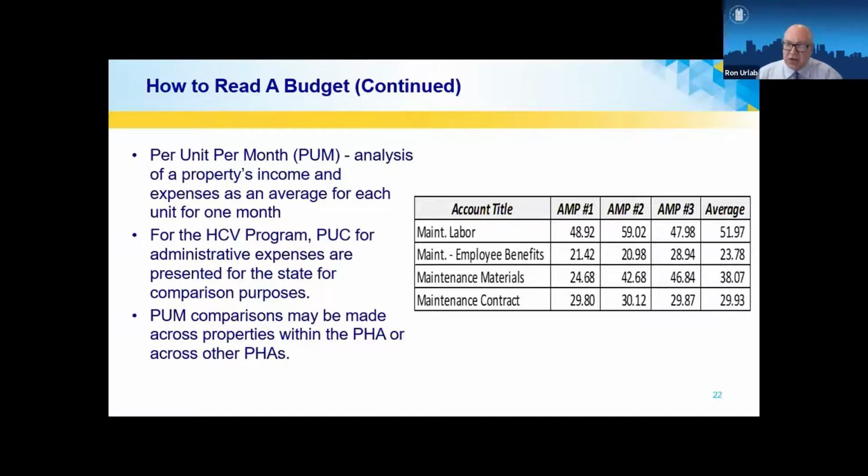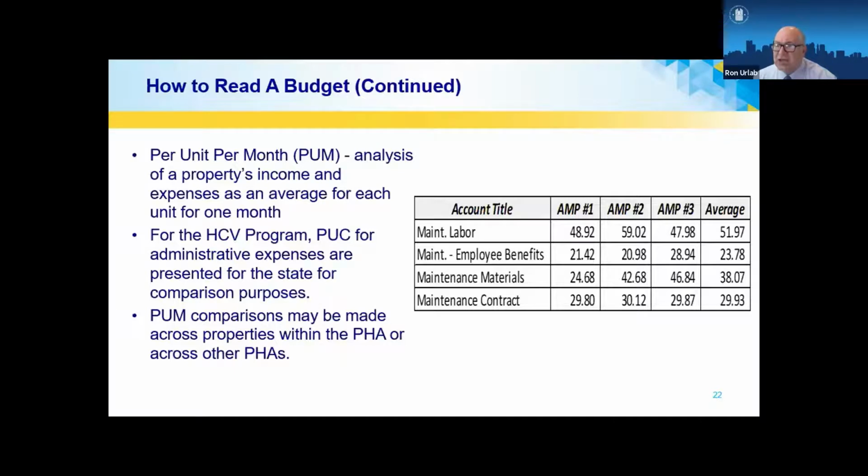I can't compare properties that are different sizes, right? One AMP may be 200 units. The next project may be 100 units. So obviously the one with 200 is going to have more expenses and more revenue. But if I can divide it and come up with the average for each unit, I can now start comparing the cost between the properties to each other here. So for instance here, you're looking at the maintenance labor cost, and what do we notice here?